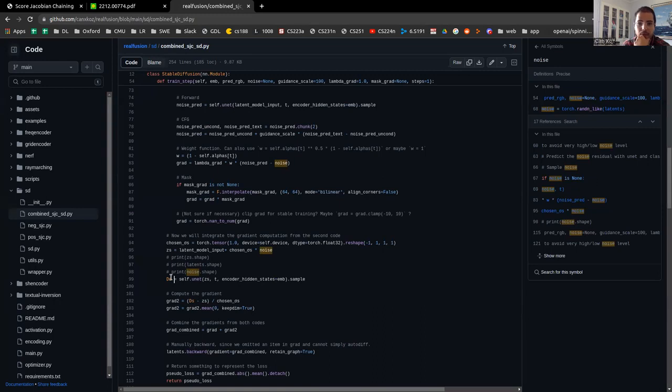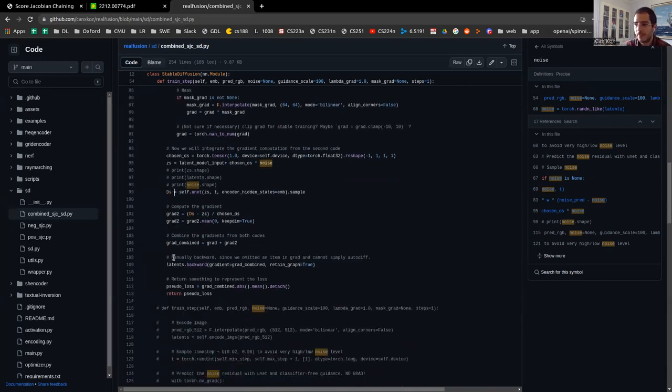Now the gradient from the second code, named grad2, and the original gradient are added together to form the combined gradient, grad combined. Instead of calling the backward method with the original gradient grad, it's now called with the combined gradient grad combined. Finally, the pseudo loss is calculated based on the absolute mean of the grad combined.